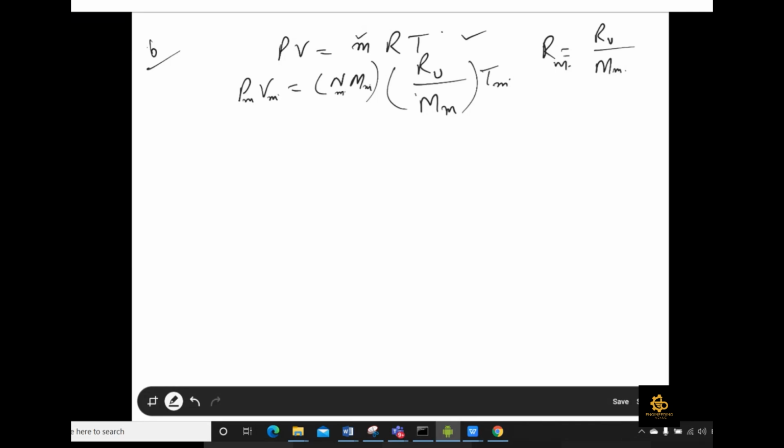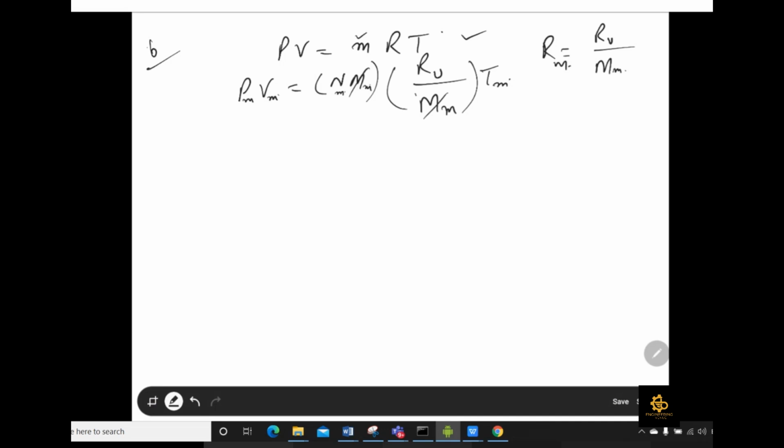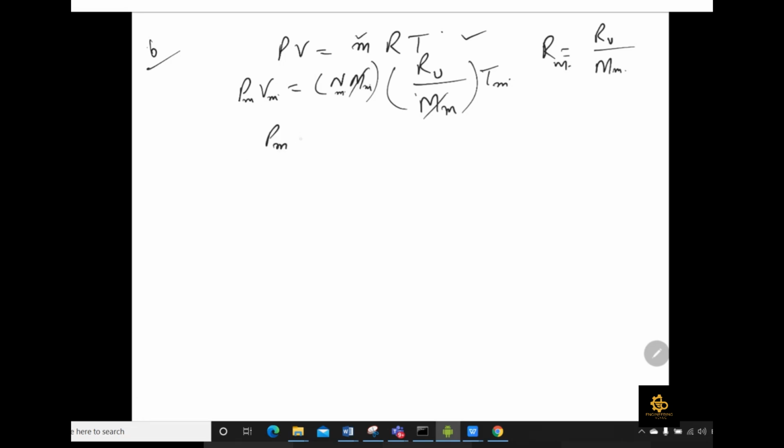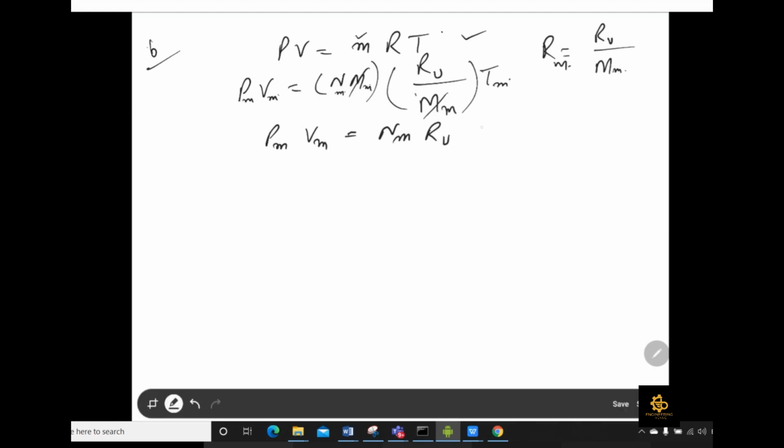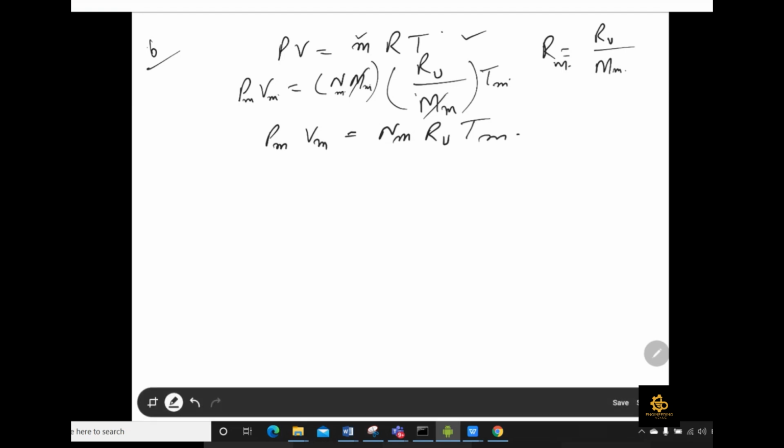Okay, so now here we can just rearrange it. We will just cancel the molar mass of mixture over there. Okay, and we will get one relation which is ratio of the mixture, volume of the mixture is equal to number of mole of the mixture, universal gas constant, and multiplied by temperature of the mixture. Okay, this relation we can use in order to find the pressure of the mixture, which is required for the part number B.